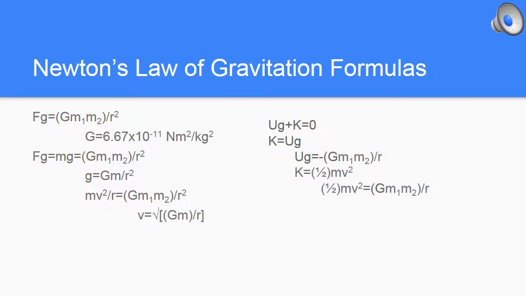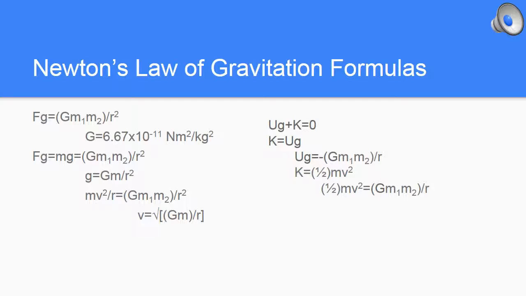Let's move on to some important formulas to know when dealing with Newton's law of gravitation. The force of gravity is equal to the universal gravitational constant times the mass of each object divided by the radius squared. The universal gravitational constant is equal to 6.67 times 10 to the negative 11 Newton meter squared divided by kilogram squared, which is an important constant to know, although it should always be given to you.